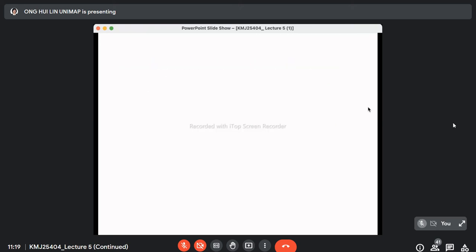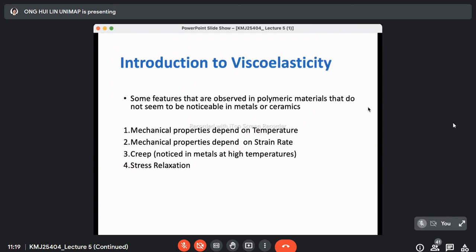I put this one empty because I checked the info from another source, so it is not easy to connect from the previous. So the comparison of creep and stress relaxation is quite easy. It's not difficult. It always plays around the load, the strain rate, and the time and temperature.